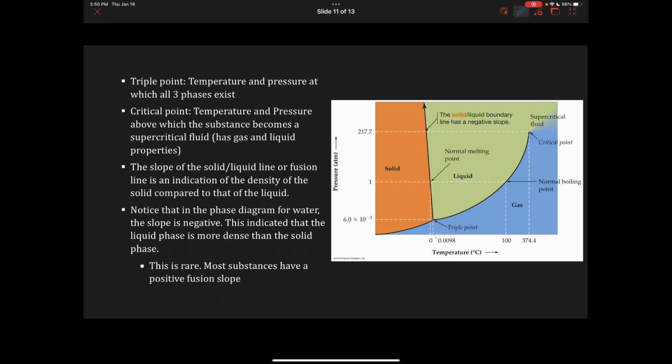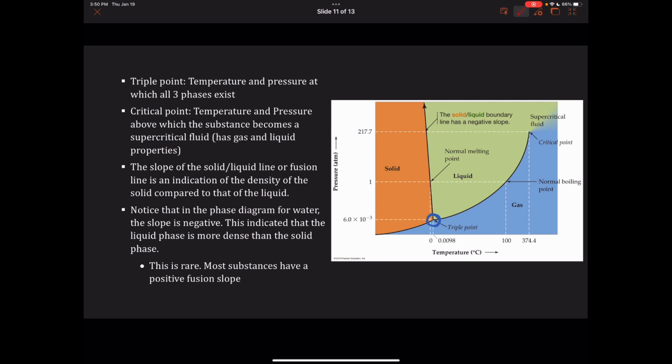So other features we're going to see on our phase diagrams are going to include a triple point. This is the temperature and pressure at which all three phases exist. So this is going to be where our three lines meet. So right here, we have our triple point where all three of our lines meet.